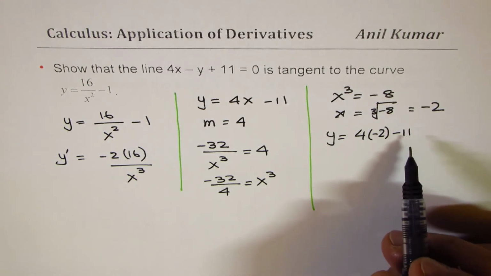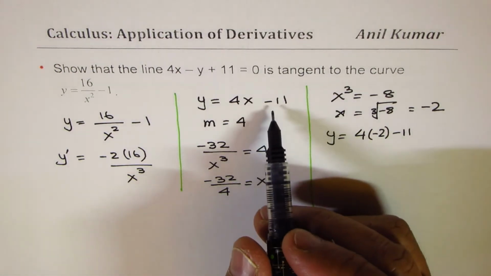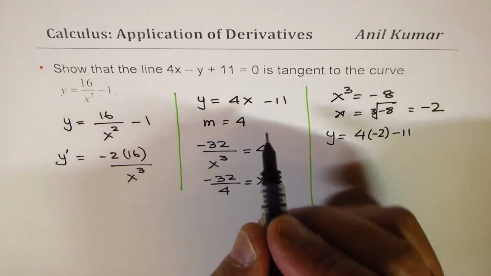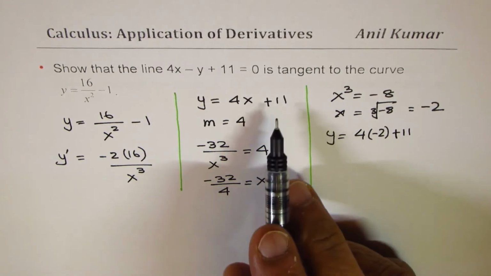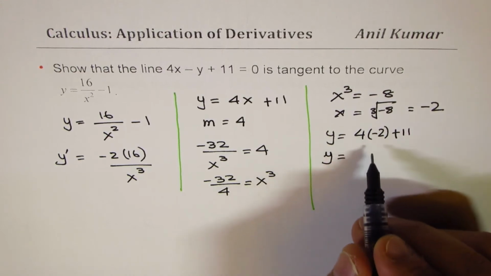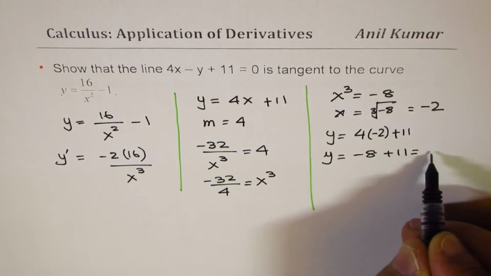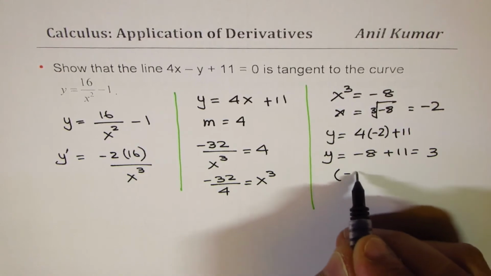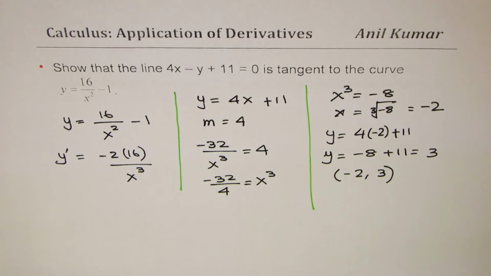Sorry, this should not be minus 11. When I took y on this side, it remains at positive 11. Okay, so it is positive 11. Okay, good, I saw it. Now, so that gives you the y value at minus 8 plus 11, which is 3. And therefore, the point is (minus 2, 3), right? So (minus 2, 3) becomes the point.